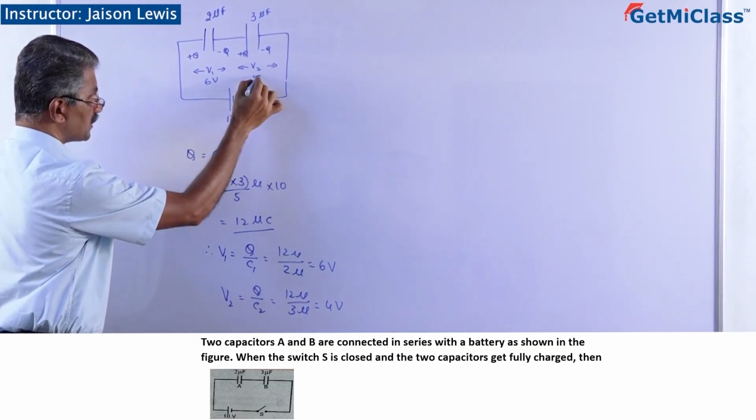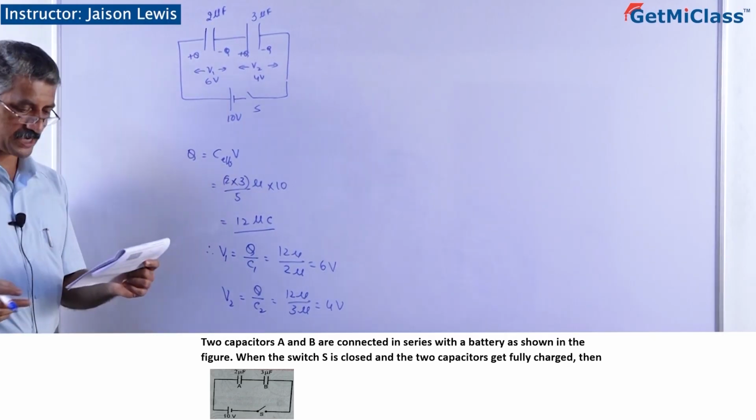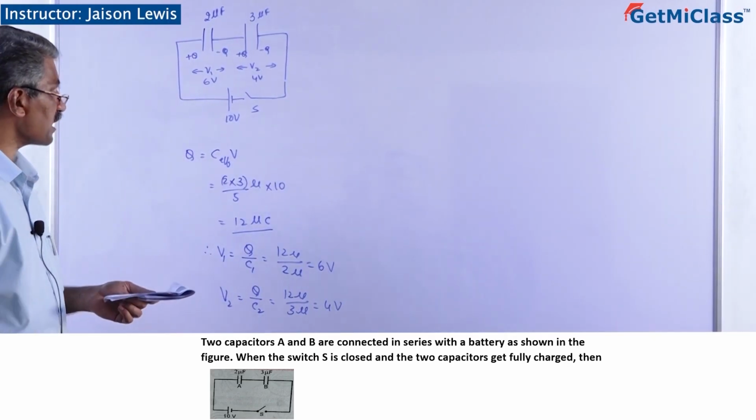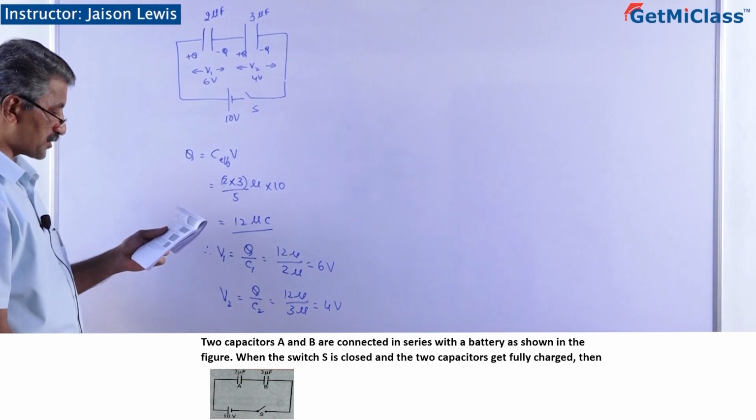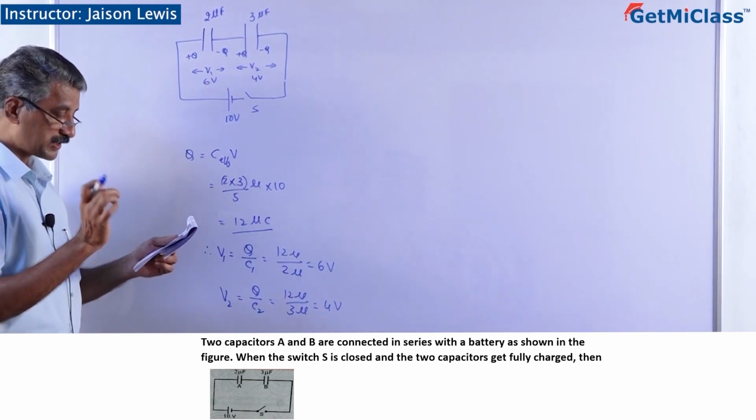So the options say about the potential. Potential across A is 6 volt whereas B is 4 volt. So therefore option B is right. And C is not right.